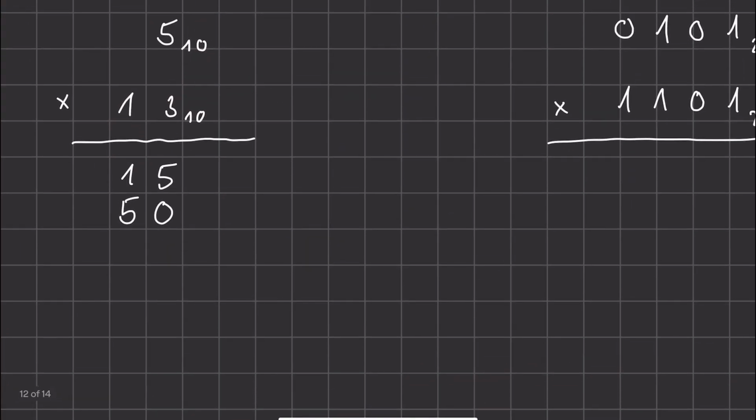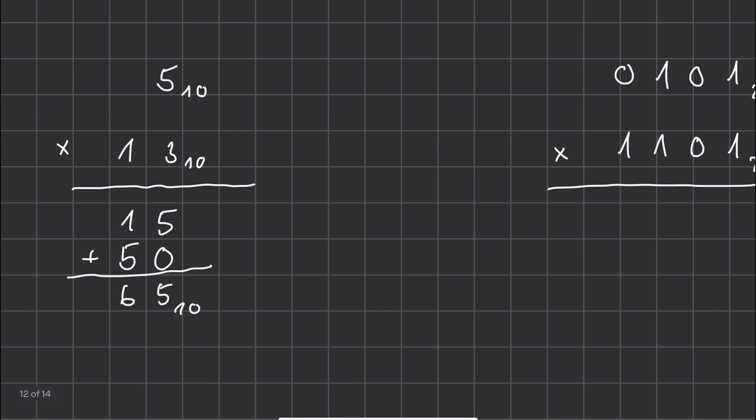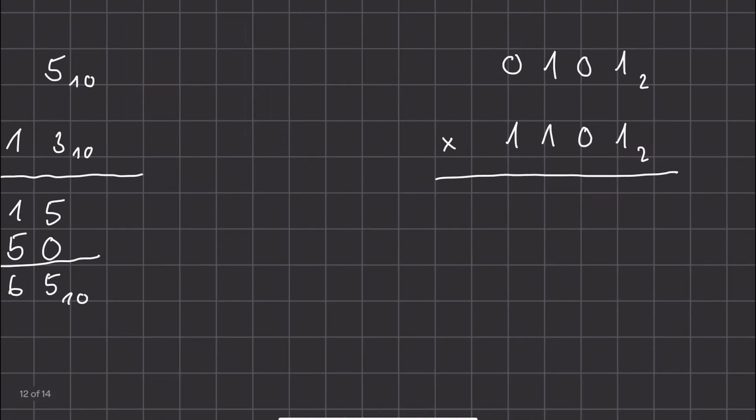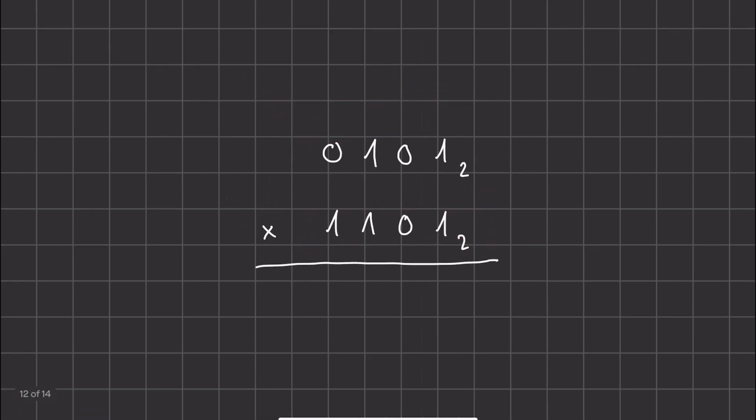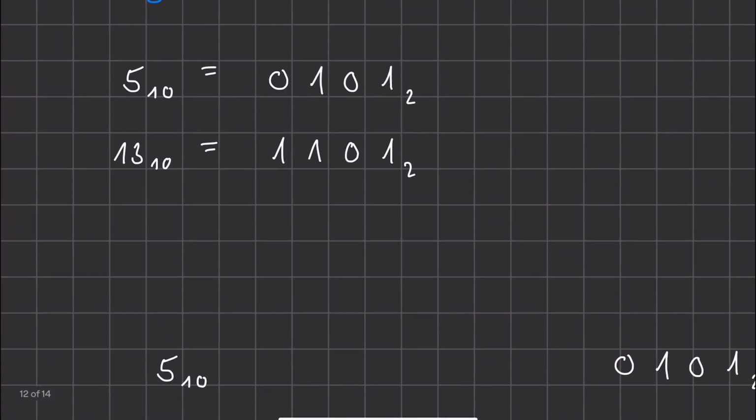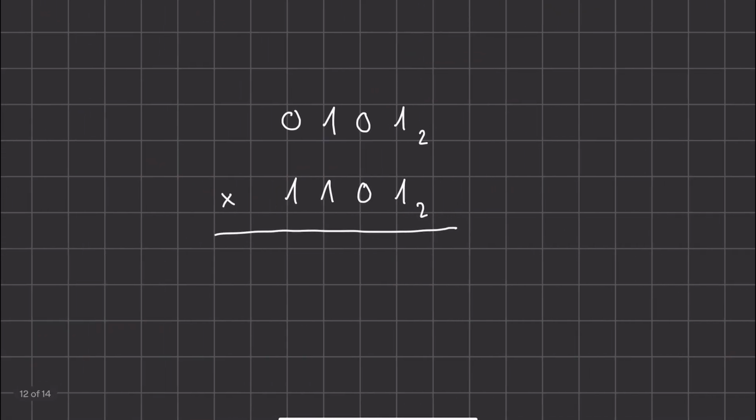Since this was the highest valued digit we have, we now add these. So it would be 15 plus 50, and our result would be 65. So the result of the multiplication 5 times 13 is 65. Now we're going to move on to binary, and these are the same numbers. I suggest that you stop the video and convert these numbers to verify that this equation is true. Once you've done that, we'll move on.